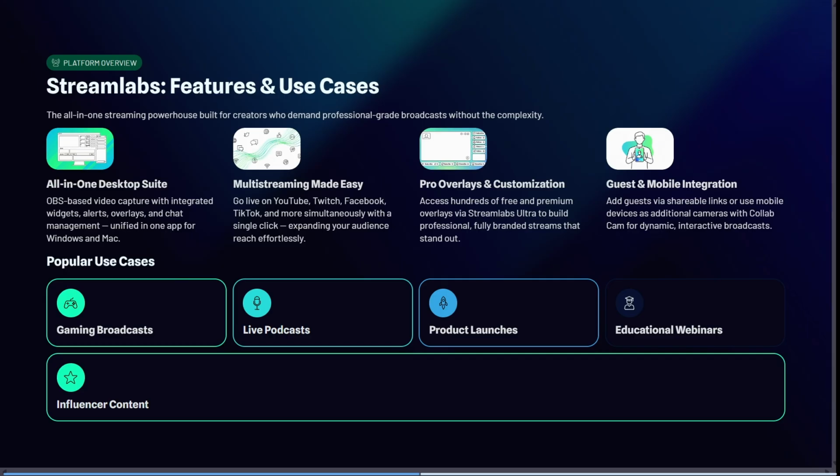You can go live on YouTube, Twitch, TikTok, Facebook, and pretty much anywhere else simultaneously with a single click. You can access hundreds of free and premium overlays via their Streamlabs Ultra to build professional, fully branded streams that actually stand out. You can also add guests via a shareable link, or you can use your mobile device as an additional camera with Collab Cam for dynamic interactive broadcasts.